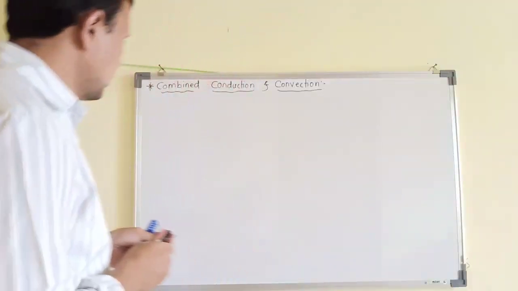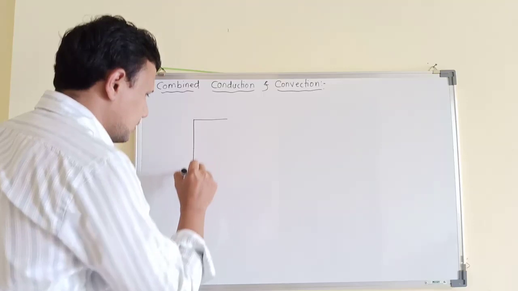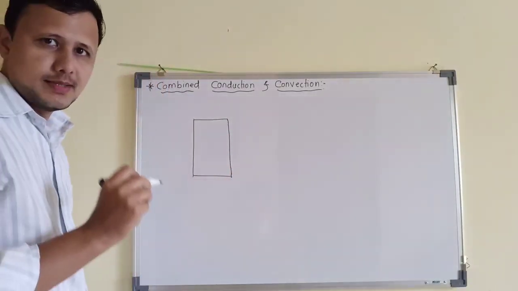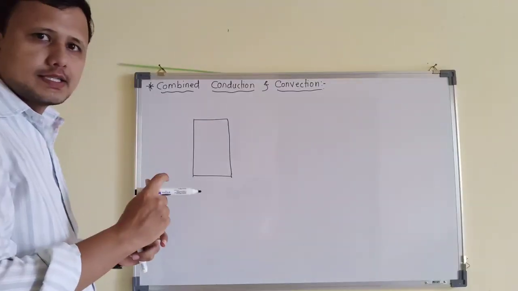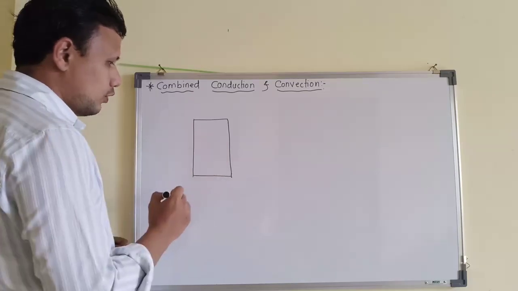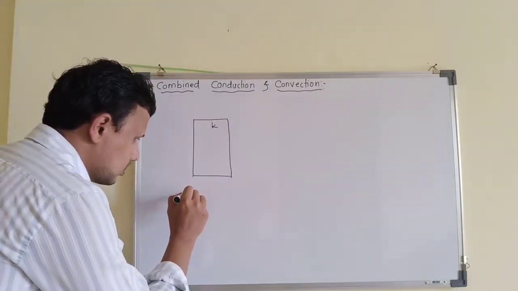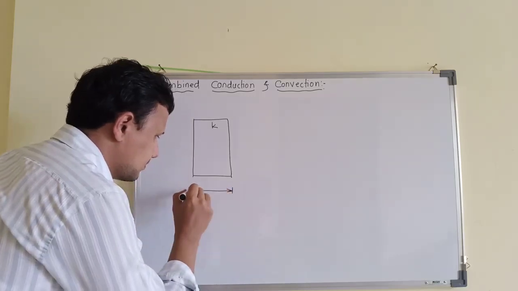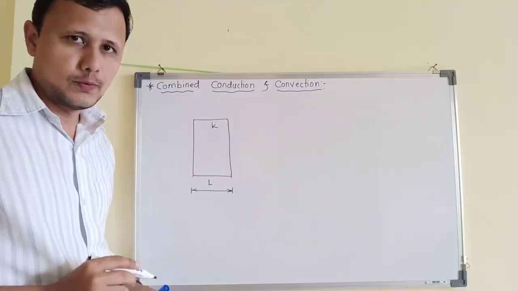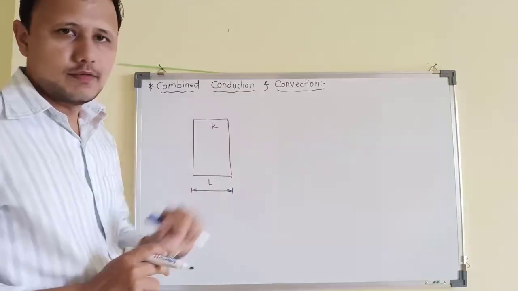For this, we are going to see the first case, which is again a plane wall. We are always starting from the simplest case, so that we can afterwards increase the complexity with basic understanding. So this is a plane wall. Let us say it has conductivity K. The thickness of the plane wall is L. This is very similar to our previous derivation of Fourier's law. Okay, now we have to go for combined conduction and convection.